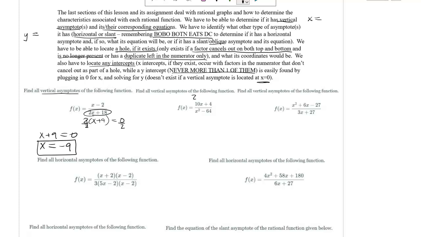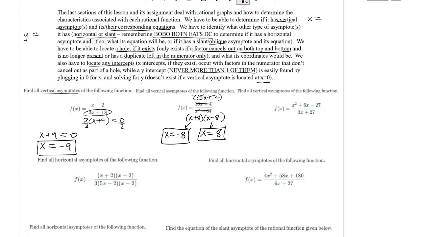I'm going to factor both the numerator and the denominator. I have a difference of squares in the denominator. So if we look, there's no common factors on top or bottom, so these bottom ones will both represent vertical asymptotes. I have 2 in this particular rational.